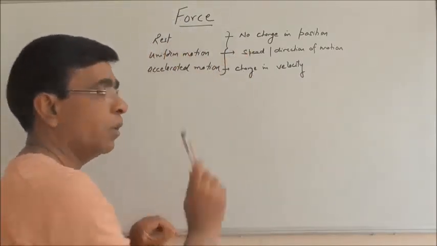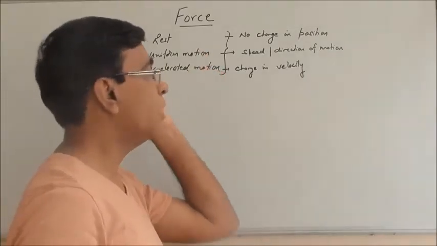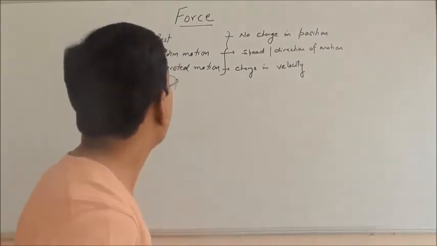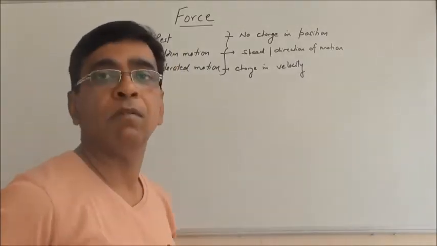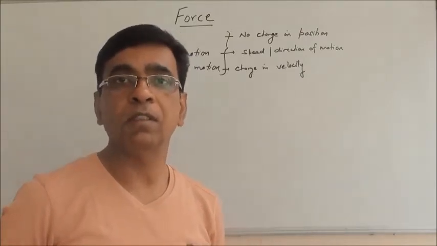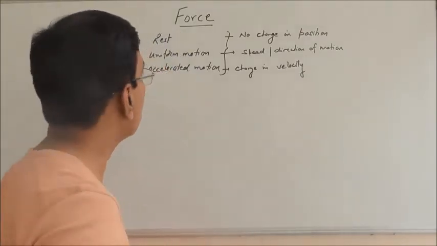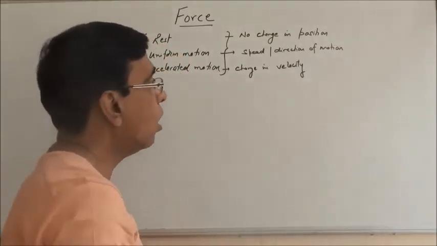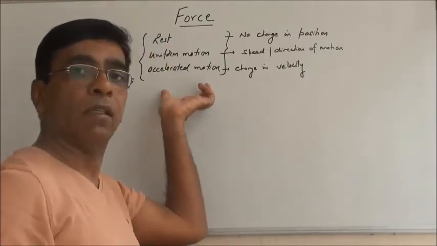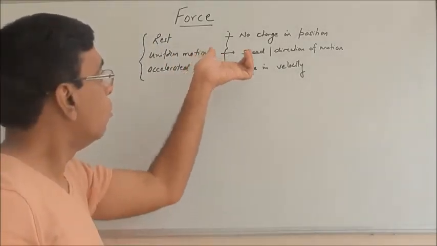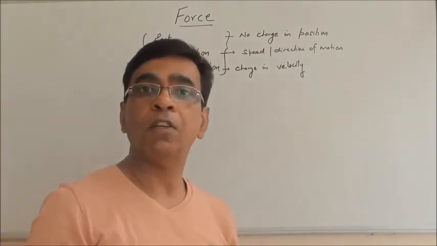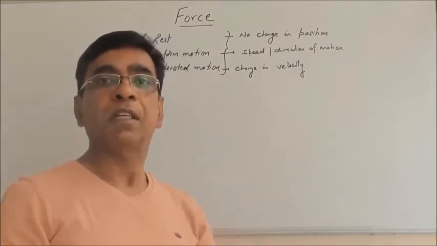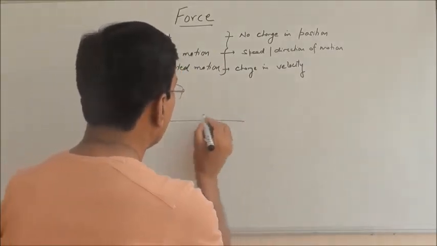So a body is at rest when it is not changing its position. A body is said to be in uniform motion when it is moving with constant speed in a fixed direction. And accelerated motion means whenever the velocity of a body changes, we say that the motion is accelerated motion. Now, in this topic, we shall study how can we get accelerated motion. How can we change the speed or direction of motion, or how can a body at rest be set in motion?